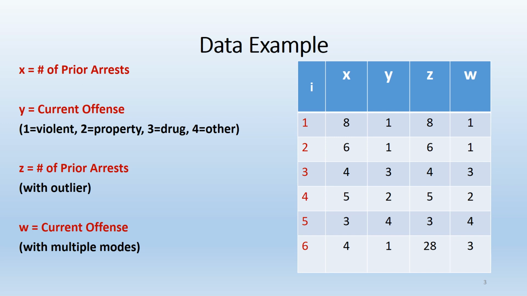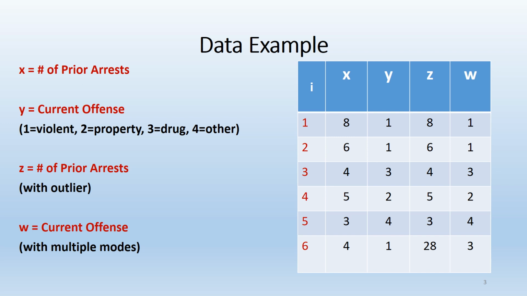I then include variables z and w to be slight mirror images to variables x and y. I included variables z and w in order to illustrate a few key components, advantages and disadvantages of different measures of central tendency that we'll get to.